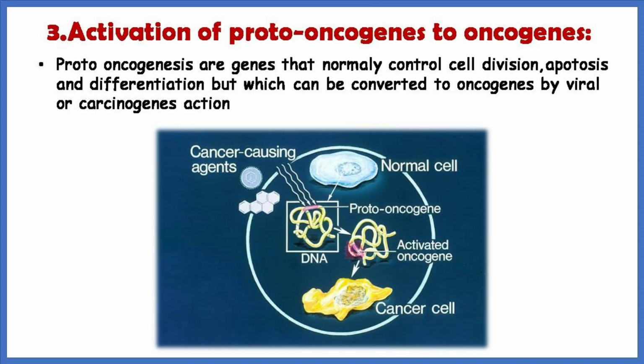Then the third one is activation of proto-oncogene to oncogene. Proto-oncogenes are genes that normally control cell division, apoptosis, and differentiation in the cell cycle. Generally, proto-oncogenes are not cancerous. At present, they are not harmful. After mutation takes place by some cancer-causing agents, these proto-oncogenes are converted and activate the oncogene.